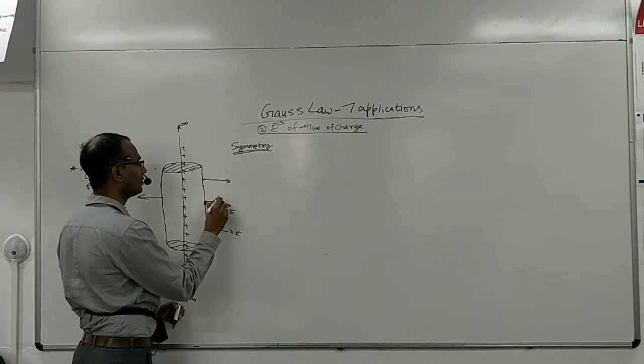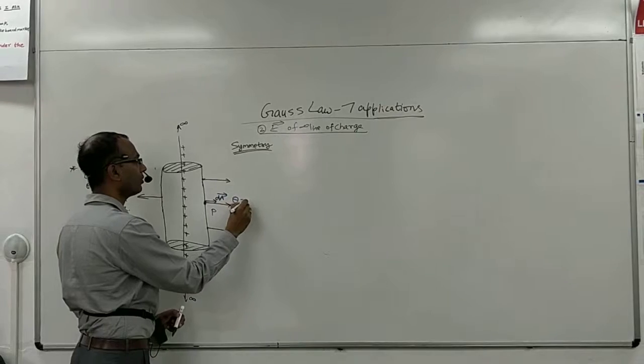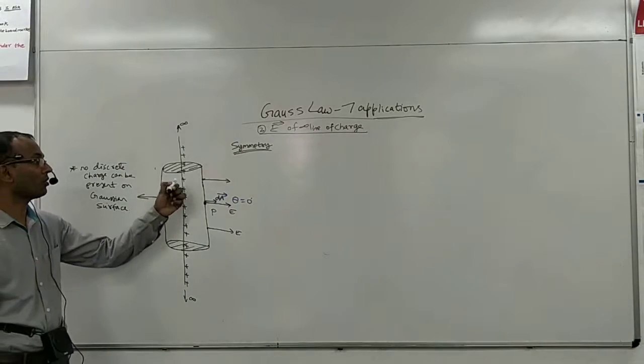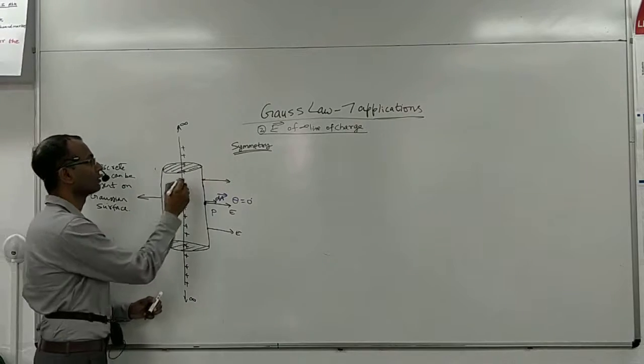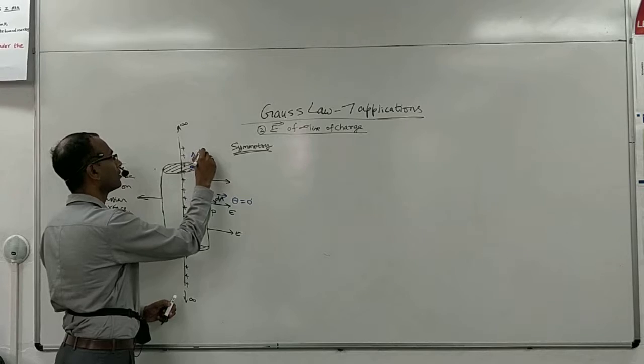The dA vector is like this. The electric field vector is like this. So the angle between them is 0 degrees. Agreed? Now what about the top surface and bottom surface? Will they be counted? The dA vector will be like this.